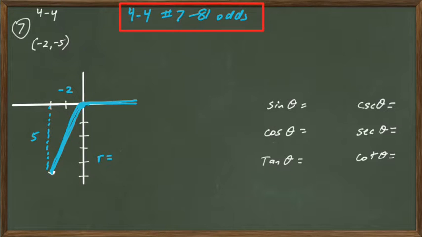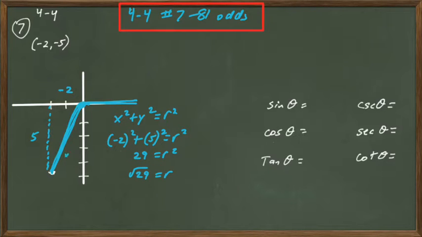R, or the hypotenuse: r squared is x squared plus y squared, right? X squared plus y squared equals r squared. So if I do this, you have x, which is negative 2 squared, plus y, which is negative 5 squared. 4 plus 25 is 29. You take the square root. So the hypotenuse is radical 29. If you didn't hear me before, the hypotenuse is the only one that remains positive always.